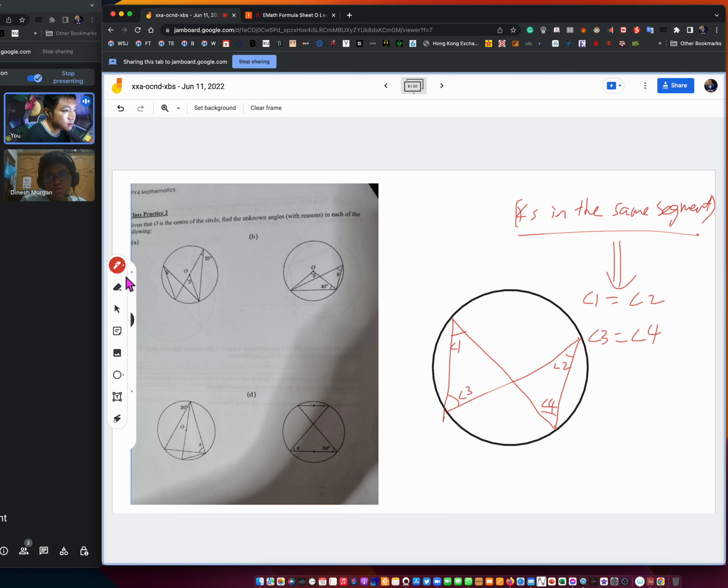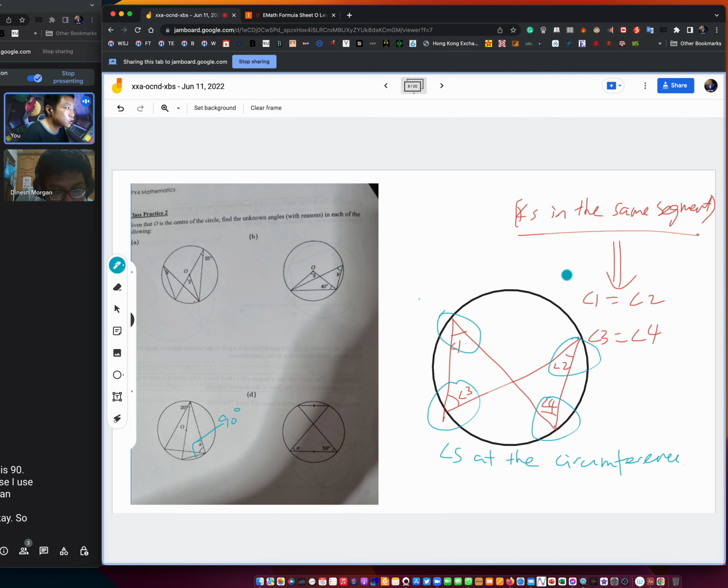Same segment means, I think you can tell, right? This is equal to this, then this is equal to this. And another thing you notice is that all these angles are angles at the circumference. So therefore I think you can do this question C already. Because this is 90, right? This is an angle in a semicircle.